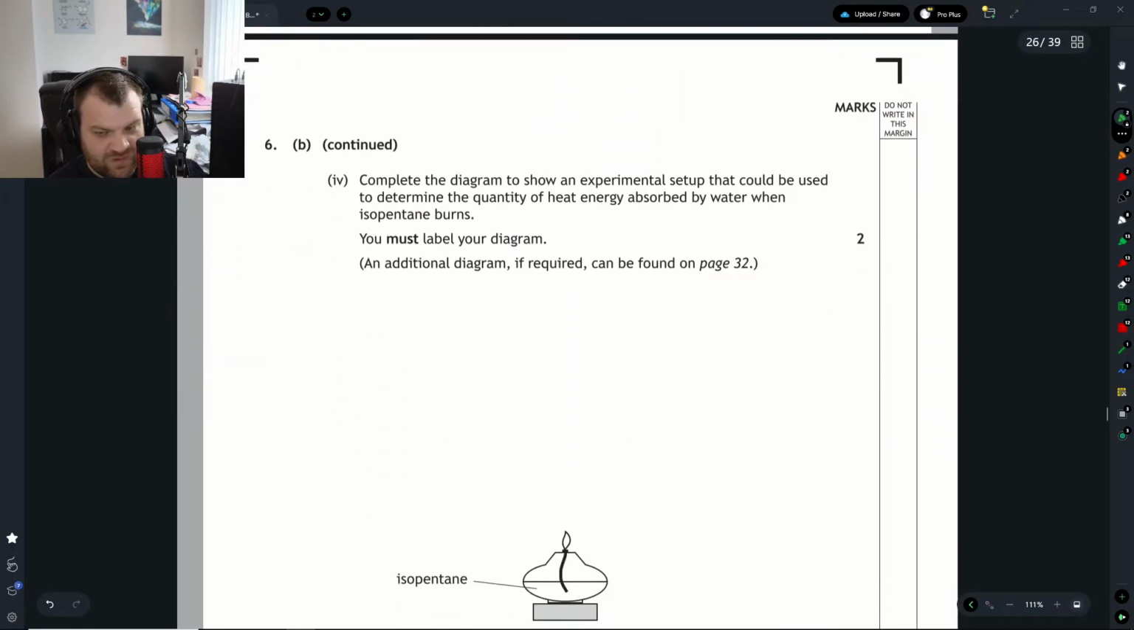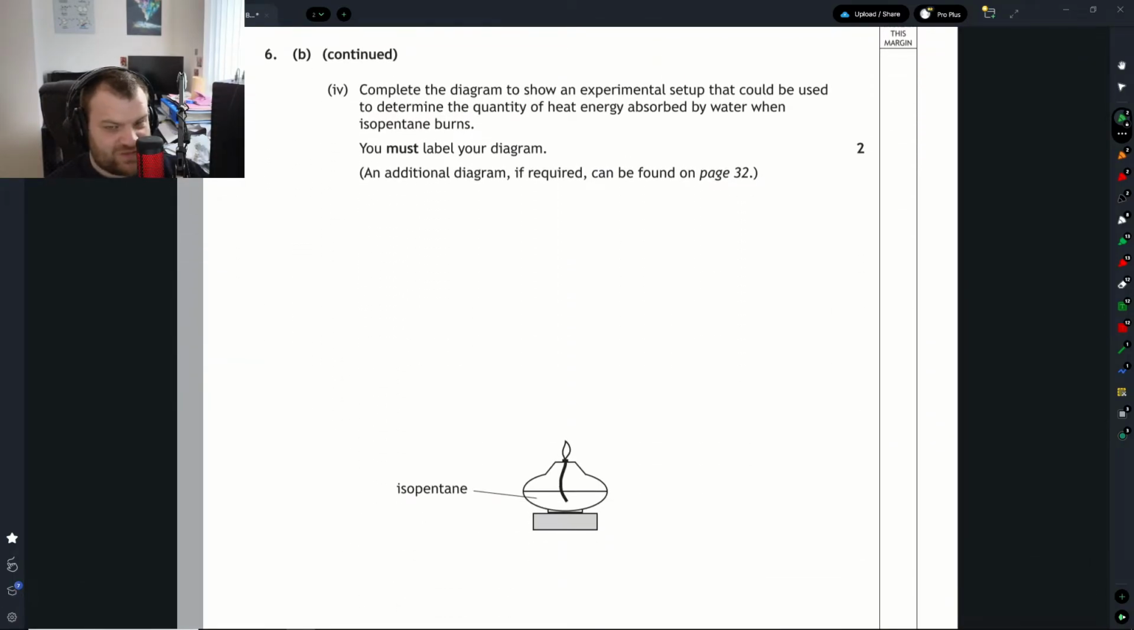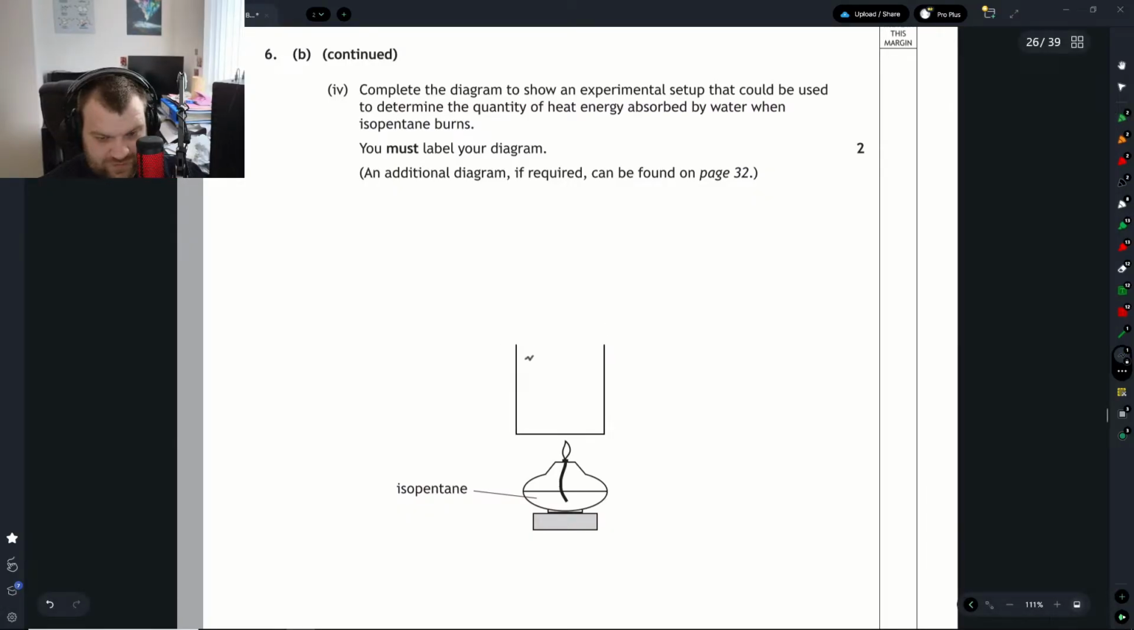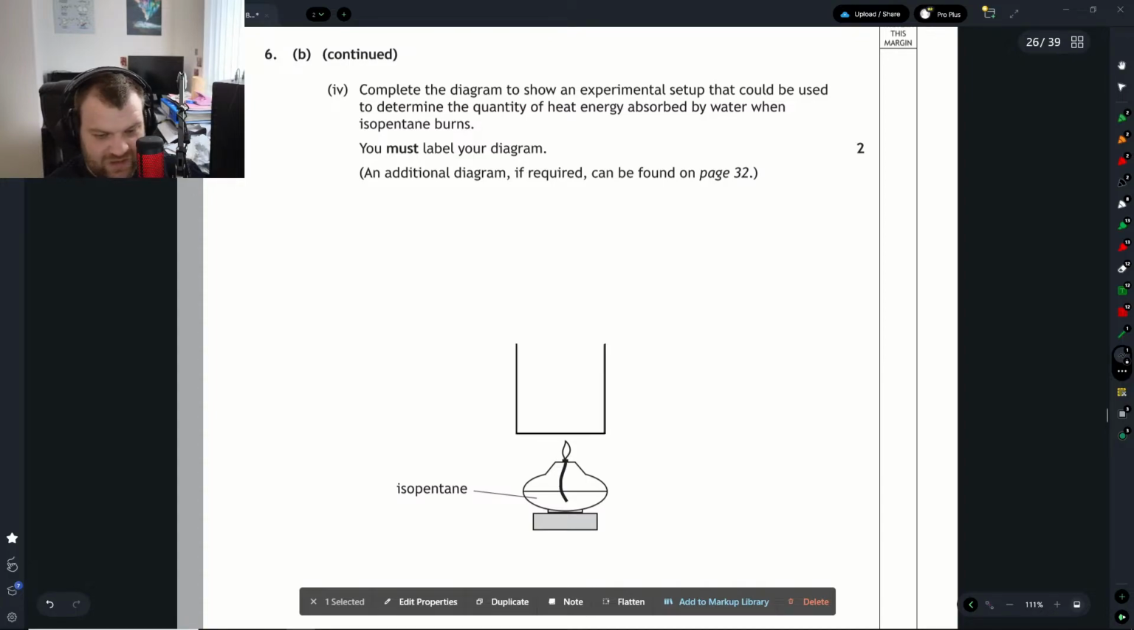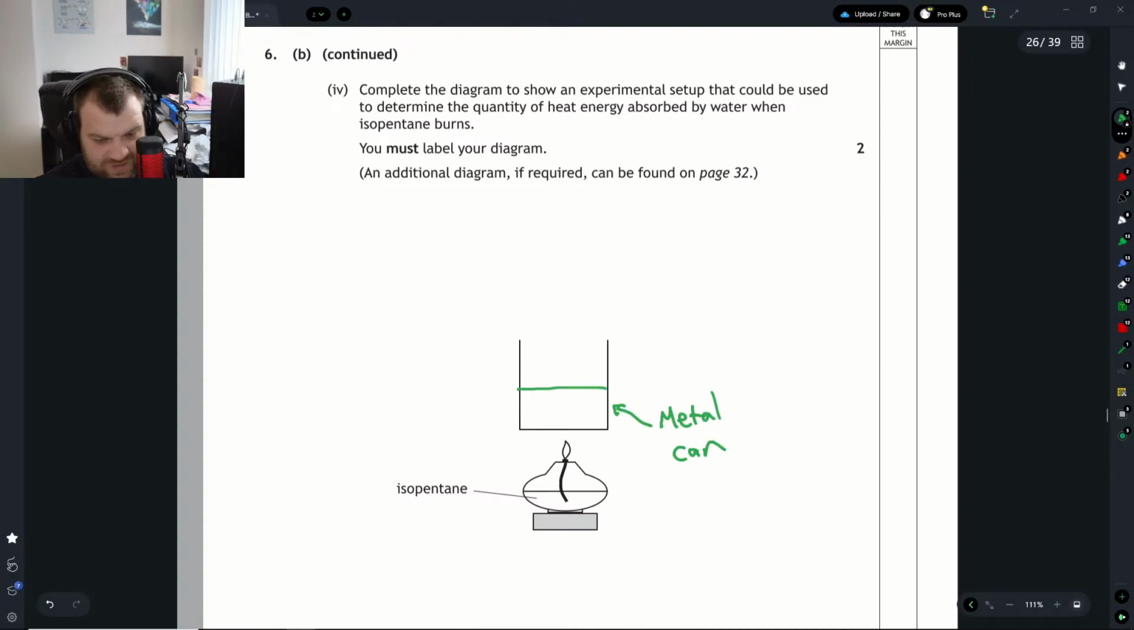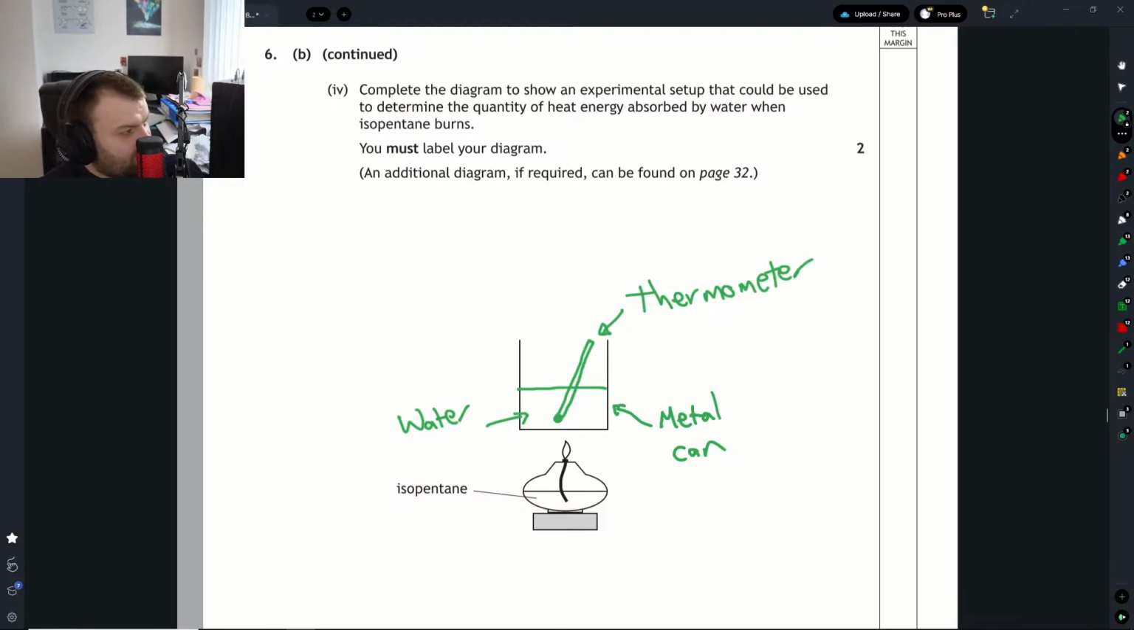Next up, we have to draw our experimental setup that would allow us to carry out that experiment. So first up, we want some sort of metal can. Next, we need the substance that we're heating up. This is going to be our water. In this question, you're going to need to be able to measure the temperature that we're getting to. We're going to have some sort of thermometer. The good thing is, if we label things, then we can excuse our less than ideal drawings of them. But there, we've got our chemical in here.